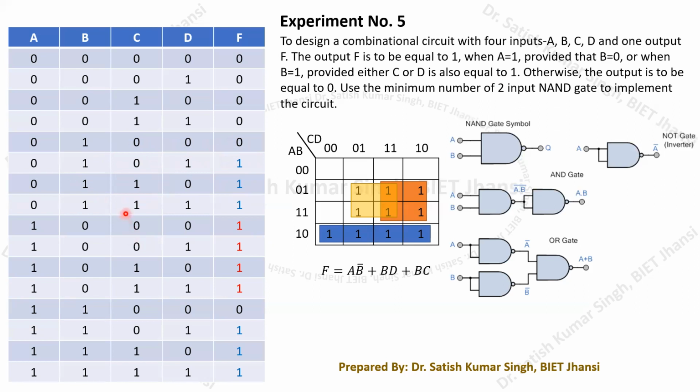Similarly, here we can see that we have B, C and D all equal to 1. Because it is not mentioned whether only C or D should be 1, or B, C, D all should be 1, we are just considering that this combination follows the condition that B or either C or D is equal to 1. So again, this output is going to be equal to 1.